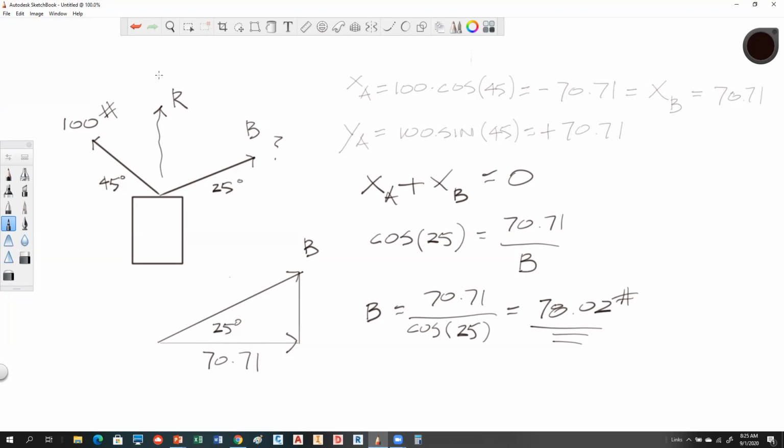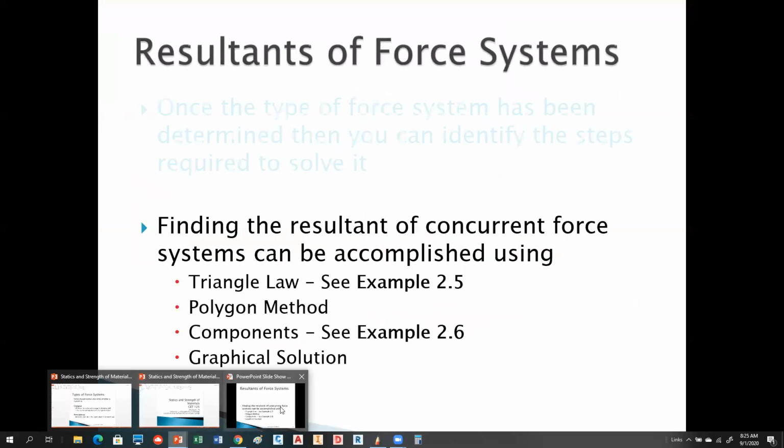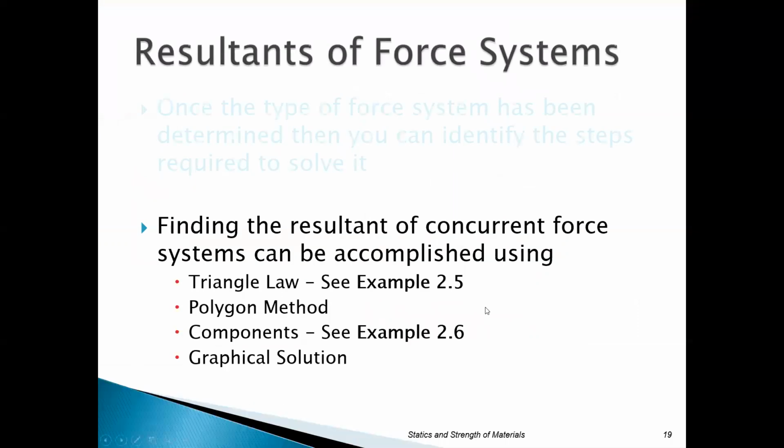All right, we're good then? We can go back? Okay, I'm going to go ahead and go back to PowerPoint. So that was using both the triangle law and the component method, and you wouldn't necessarily need to do both, obviously. You just do the one that works the best for you, okay?